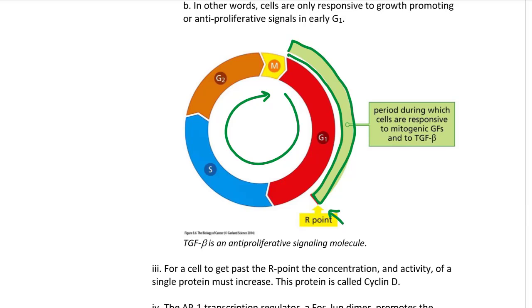It will continue after this R point to go all the way through, divide, and come out of mitosis with 2 cells, even if the growth-promoting signals are removed or a lot of anti-proliferative signals are added. In this case, TGF-beta is an anti-proliferative signaling molecule.